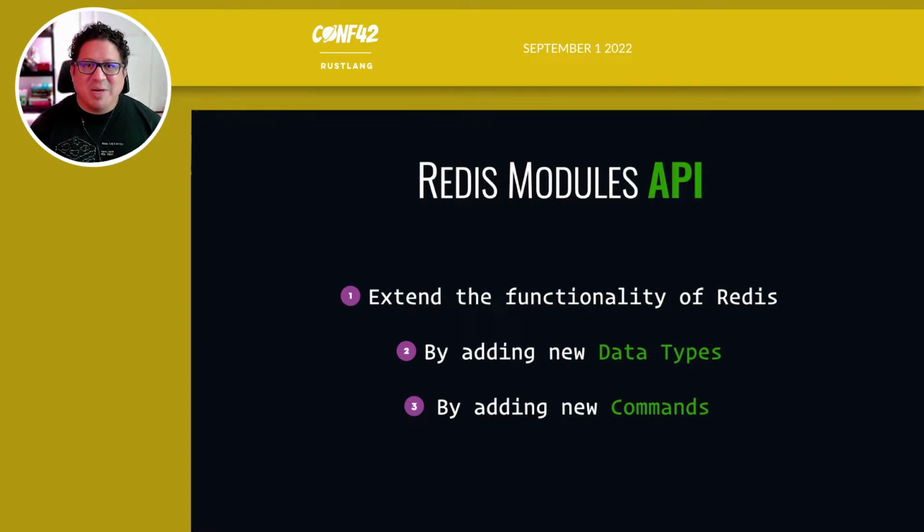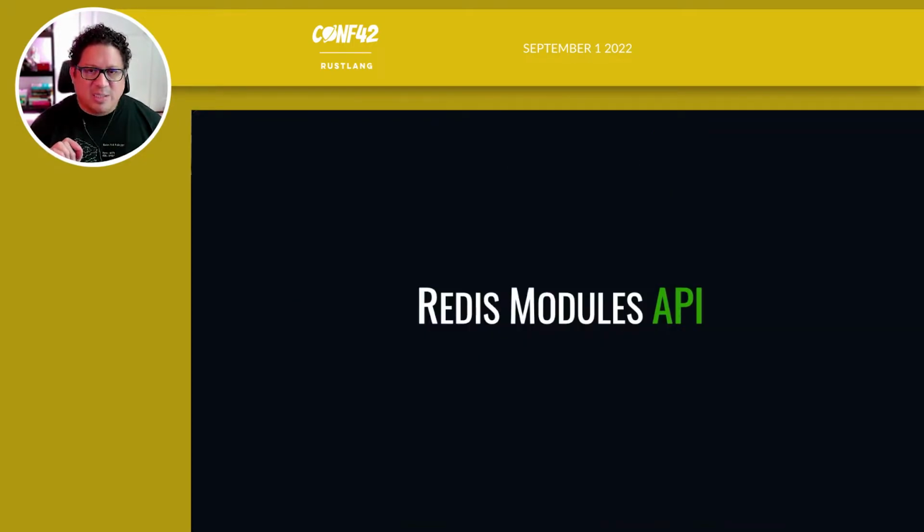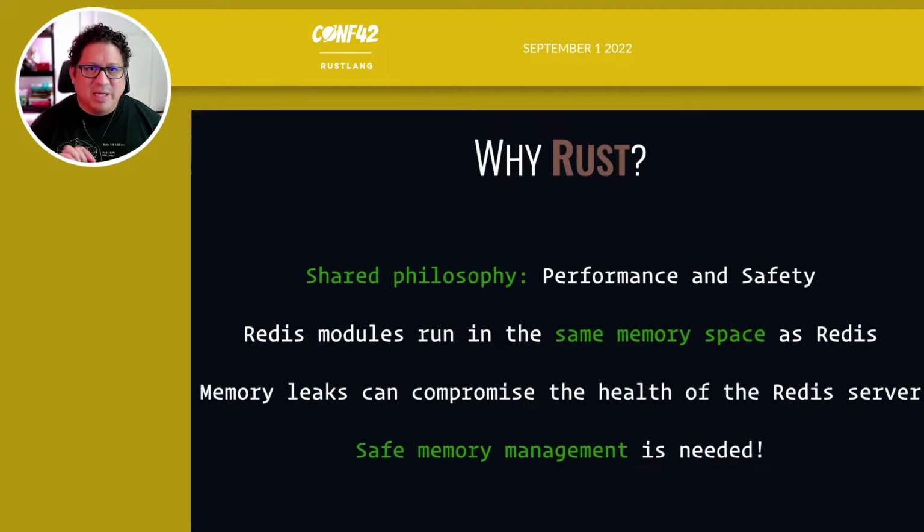Okay, so let's talk about the Redis Modules API. The Redis Modules API allows you to extend the functionality of Redis by adding new data types or adding new commands. Until recently, the Redis Modules API was only available to C programmers. But luckily for us, in the last couple of years, Redis has been developing a Redis Modules API bridge in Rust. And why Rust? Because it shares the philosophy of extreme carefulness in memory management and performance.